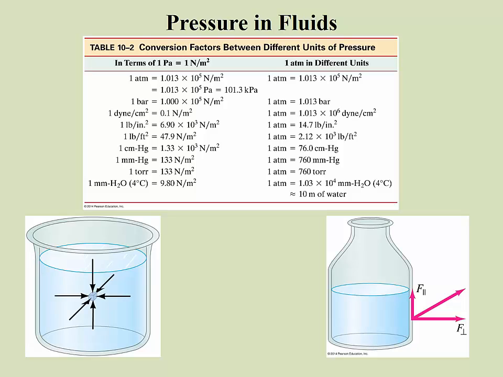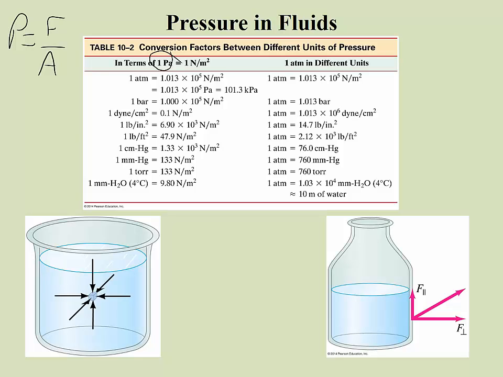Okay, so let's take a look at pressure. Pressure is defined as force per unit area. It is a scalar, so it does not matter the direction that we're looking at. The units of pressure in the SI system are pascals. A pascal is 1 Newton per square meter because remember force is in newtons, area is in square meters.